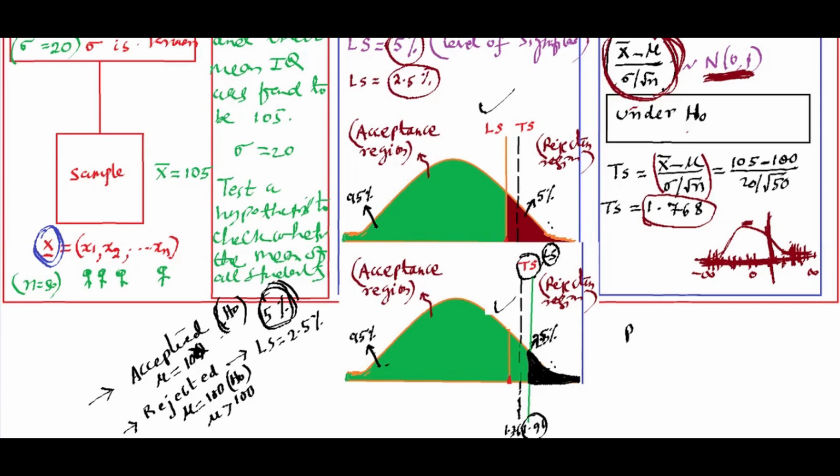What is the p-value? The formula for the p-value is the probability that your statistic is greater than the observed statistic. This is the p-value. You have to find the p-value. The p-value gives you the extreme level. Okay, it gives you the norm actually.